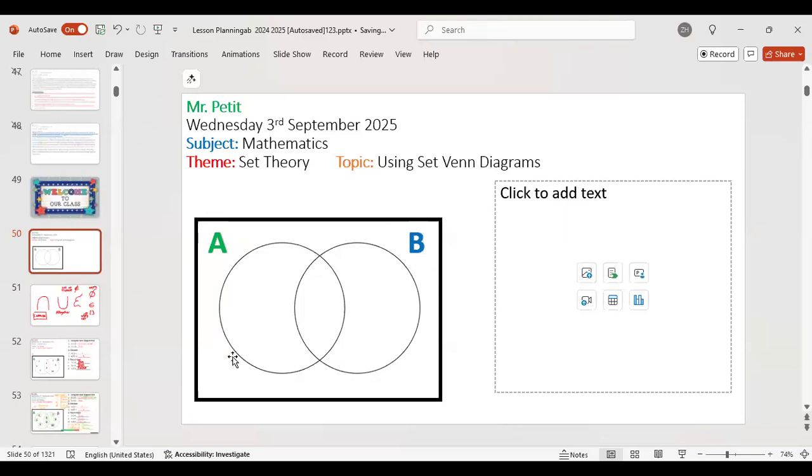So we have set A here, and we have set B here.